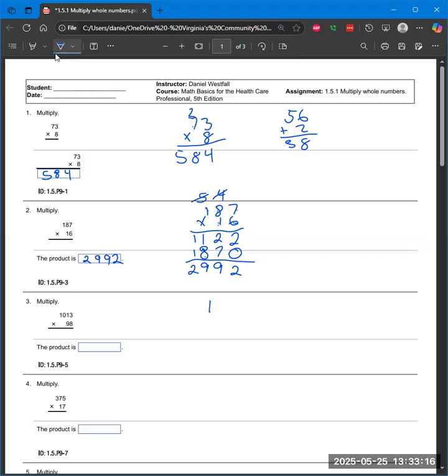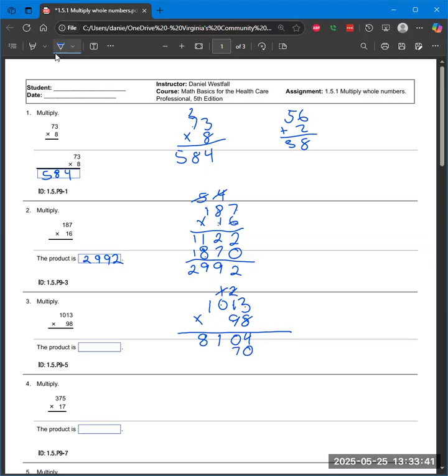Let's now look at 1,013 times 98. 8 times 3 is 24. 8 times 1 is 8, plus 2 is 10. 8 times 0 is 0, plus 1 is 1. 8 times 1 is 8. Put a 0 in the 1 spot and slide over. We can ignore these carries now.